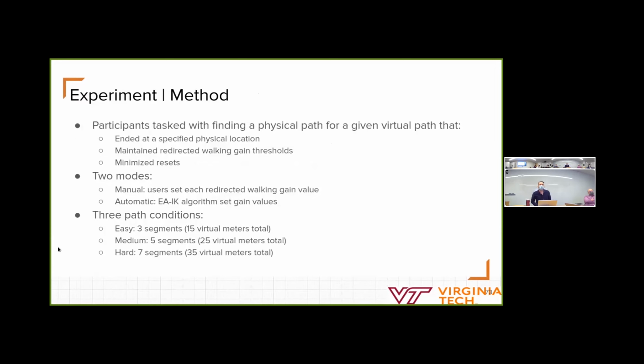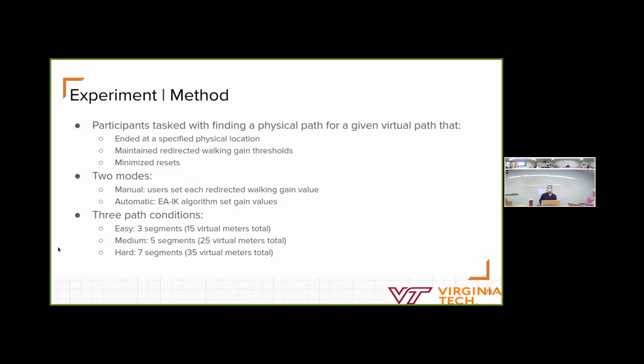participants were tasked with finding a physical path for a given virtual path that met all the requirements. So they had to maintain the game thresholds, and it had to end in a specific physical location. And their secondary task that they were told was to minimize resets. So they were told that very explicitly. Their primary task was to find the path that satisfied those two other constraints. While doing that, try to minimize resets.